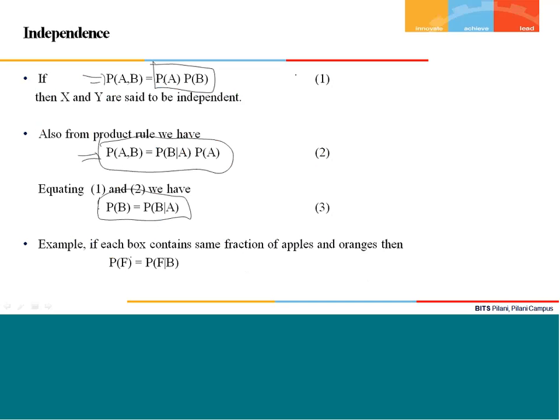In this case of the fruit example, if I say that the proportion of fruits in both boxes, blue and red, are the same, then if you tell me the fruit, that will not change my belief, because I know they are independent of each other.